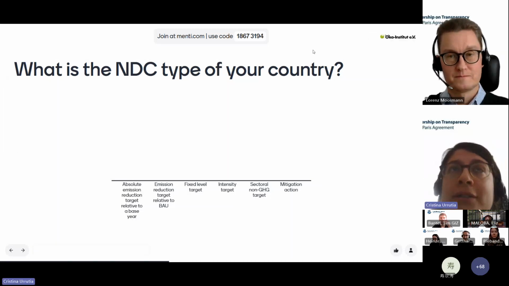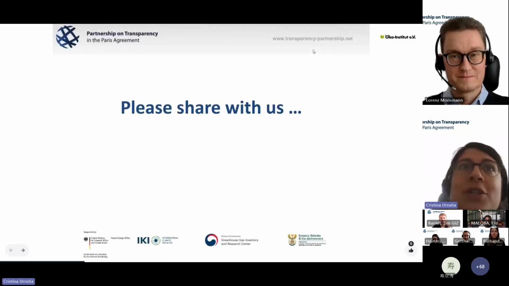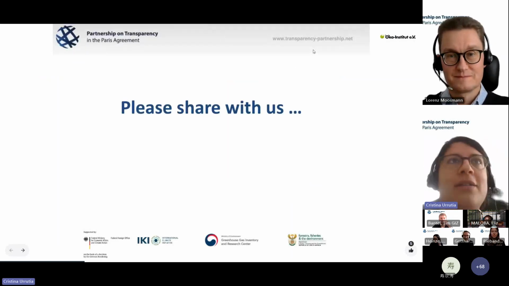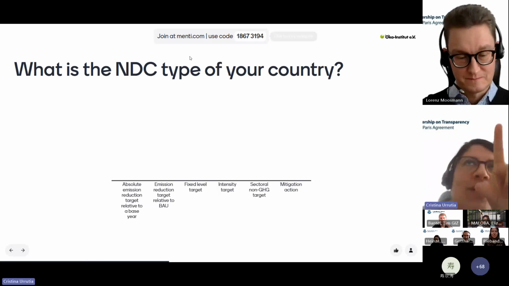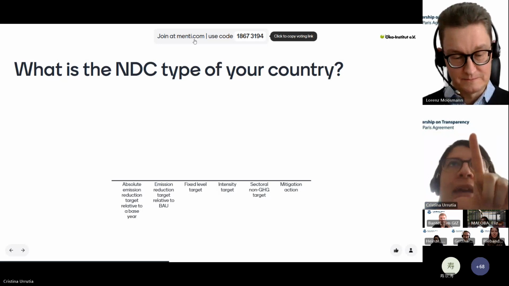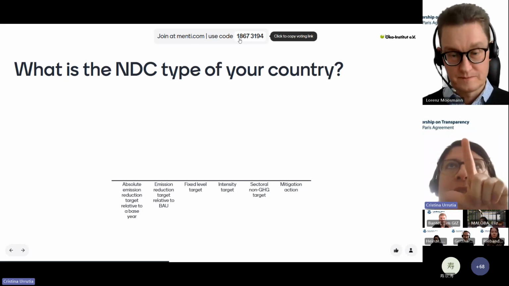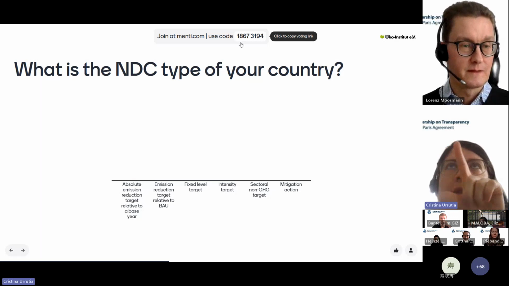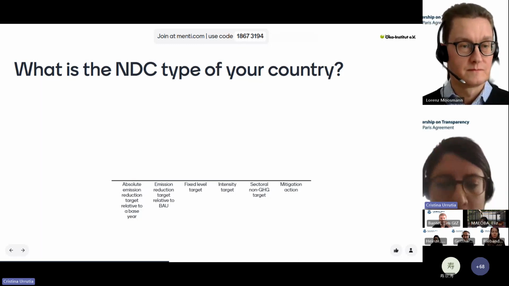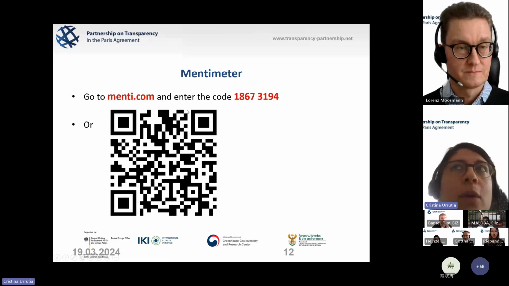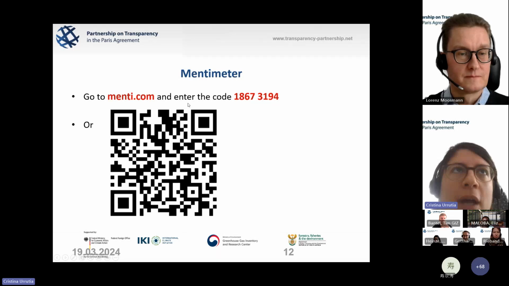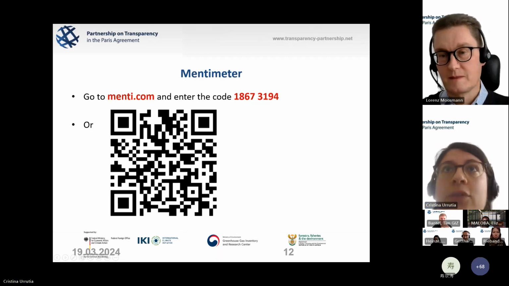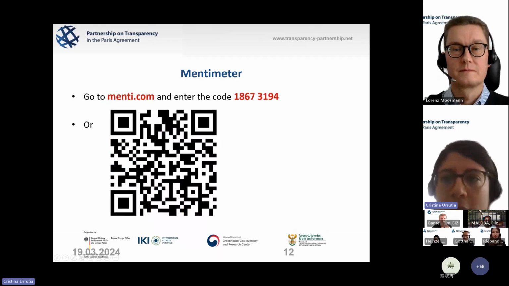Oh, sorry. Because I changed presentation, now nobody knows how to get to the Menti. Okay, so if you are on a computer, please put in menti.com and then put in this code 18673194, or you can also use this QR code to access the Menti. I don't know if people are already in. I'll give you a little time.